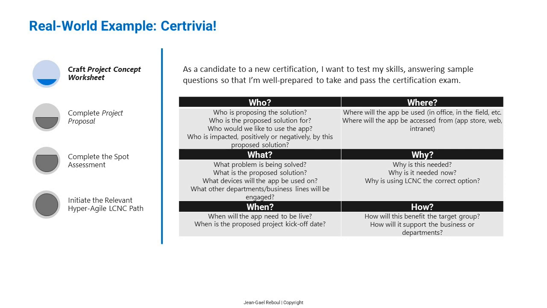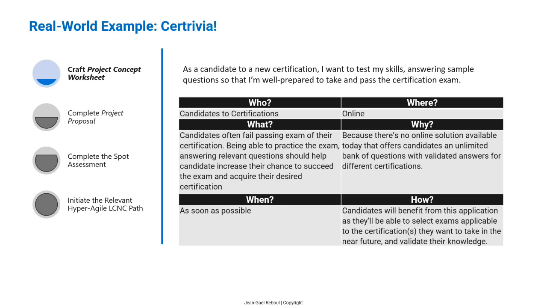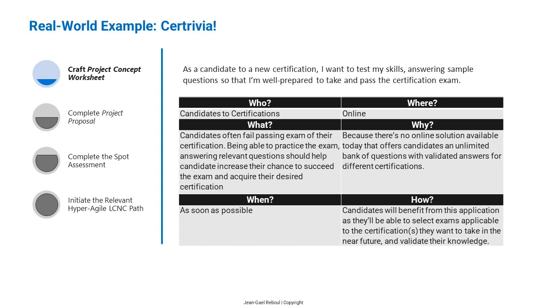This basic user story can be further refined using the project concept worksheet that helps the project initiator to answer the 5 Ws and H questions. So in this case, the who are the candidates. The what, the problem to be solved, is how we can assist the candidates increase their chance to pass. The where, which guides us to create an application that is available online. The why, because, as a candidate, I felt there was no free online solution available. The when, as soon as possible. And the how, the candidate will benefit from this application.